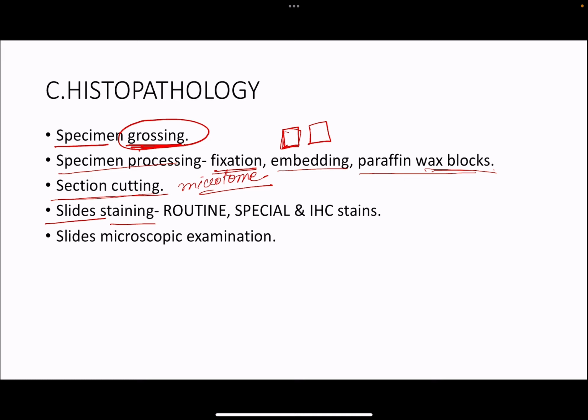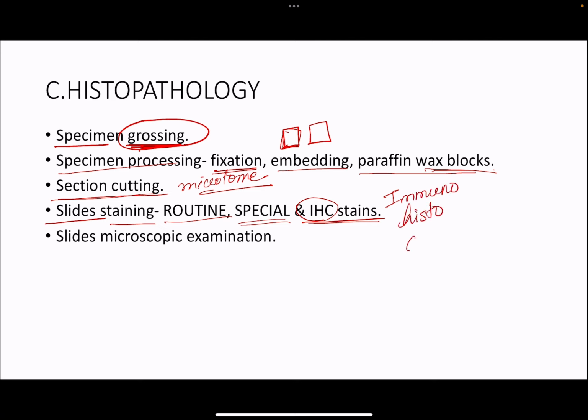You can do routine stains like H&E and Leishman, and special stains, for example Congo red when there is suspicion of amyloidosis. If there is any suspicion of fungal elements, then you request PAS staining. And IHC stains are done at higher centers. IHC means immunohistochemistry.